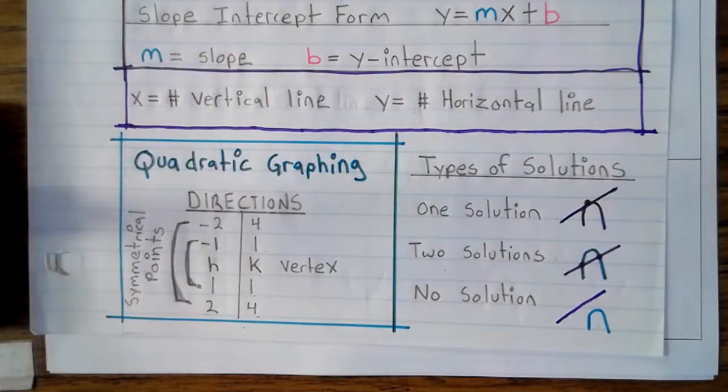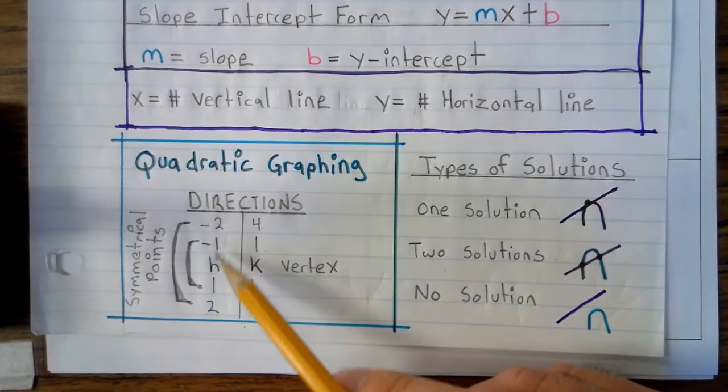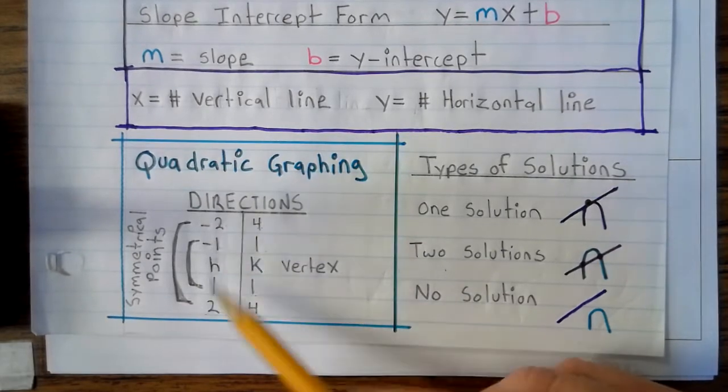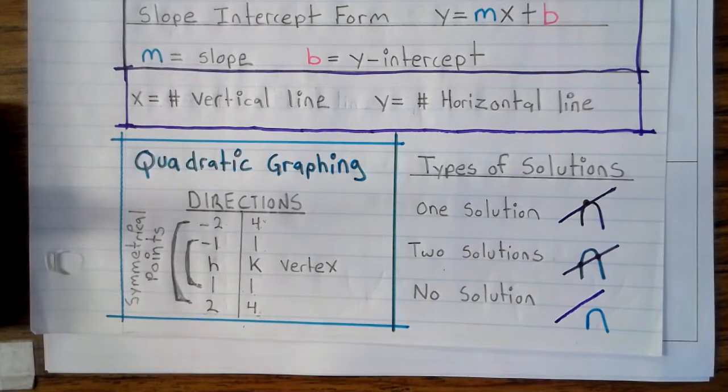All right, quadratic graphing. Understand we graph by direction and that there's symmetric points. So notice the negative 1, 1, 1, 1, negative 2, 4, 2, 4, they're symmetric, okay? And they're separated in the middle by the vertex.